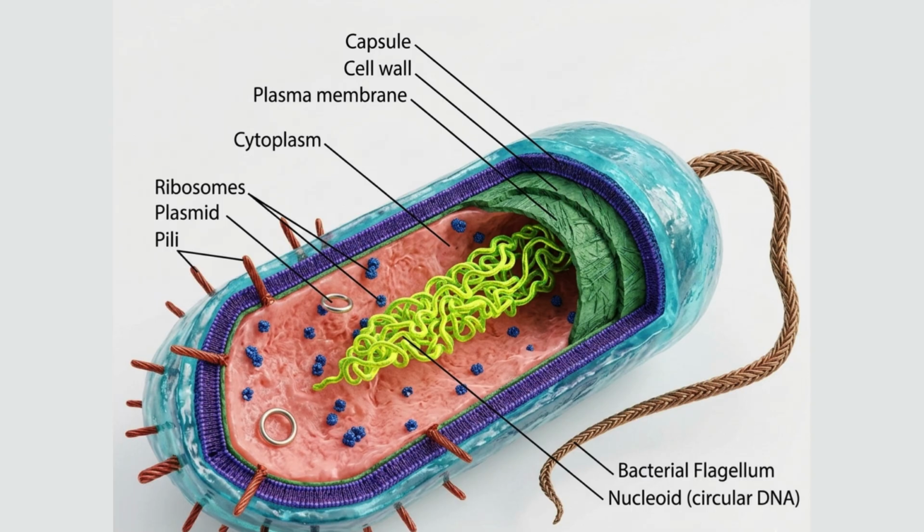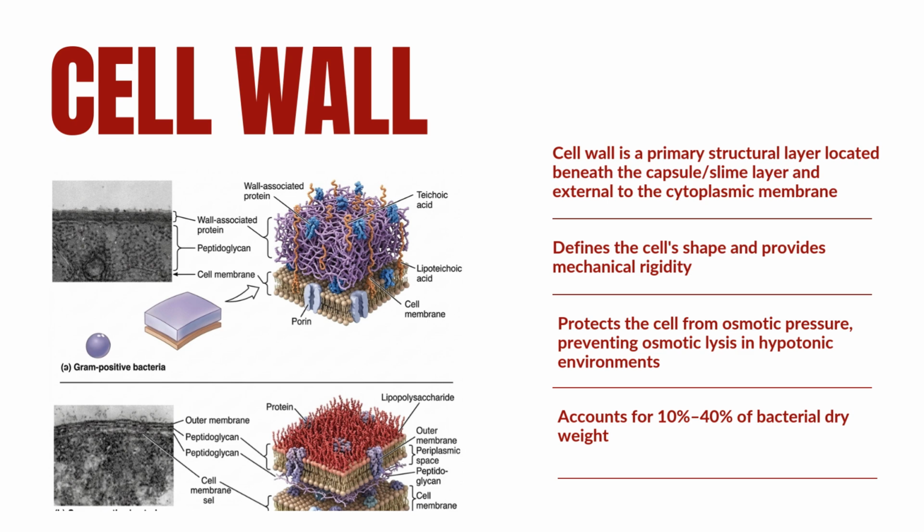The cell wall. The cell wall constitutes a primary, structural layer located beneath the capsule or slime layer, and external to the cytoplasmic membrane. Its functions are vital to cellular viability. It defines the cell's shape, provides mechanical rigidity, and protects the cell from osmotic pressure, thereby preventing osmotic lysis in hypotonic environments. The cell wall typically accounts for 10% to 40% of the bacterial dry weight.